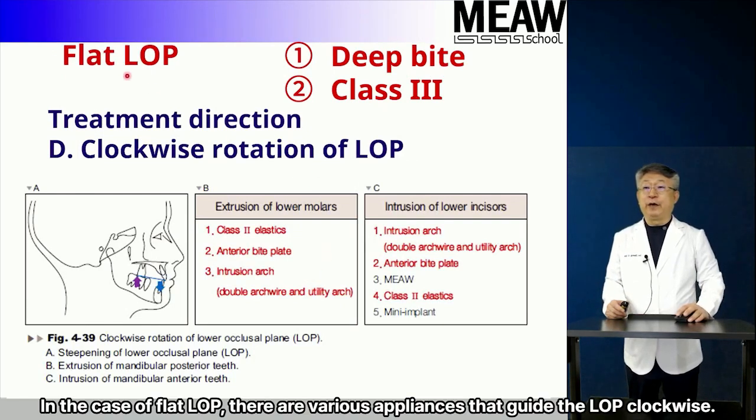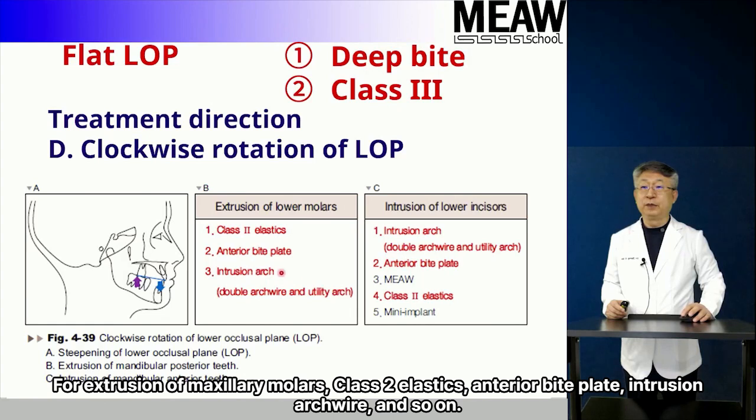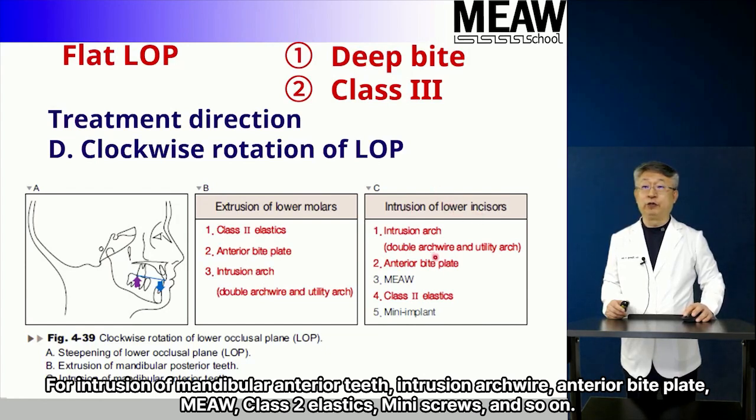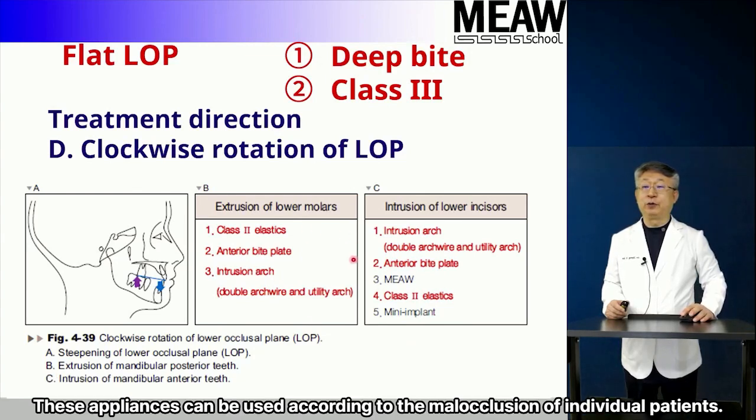In the case of flat LOP, there are various appliances that guide the LOP clockwise. For extrusion of mandibular molars, class 2 elastics, anterior bite plate, intrusion arch, and so on. For intrusion of mandibular anterior teeth, intrusion arch, anterior bite plate, MEAW, class 2 elastics, mini screws, and so on. These appliances can be used according to the malocclusion of individual patients.